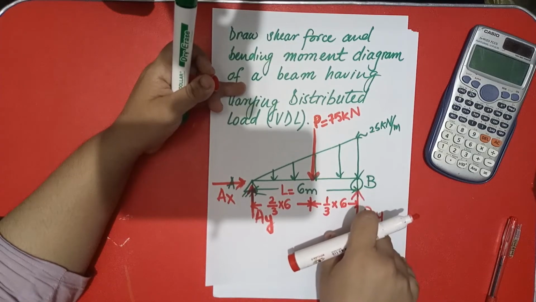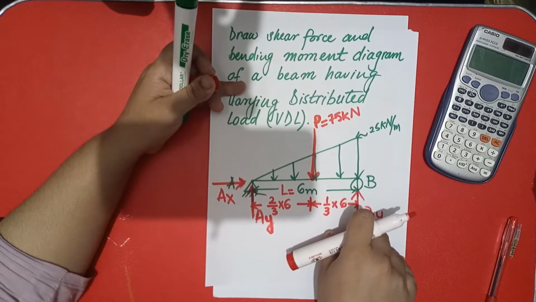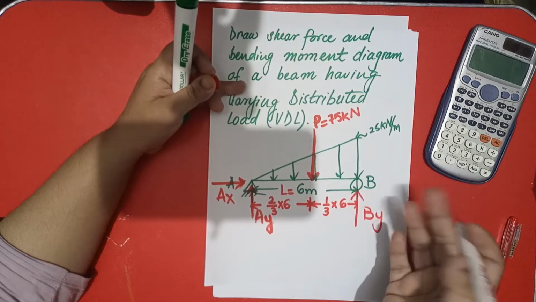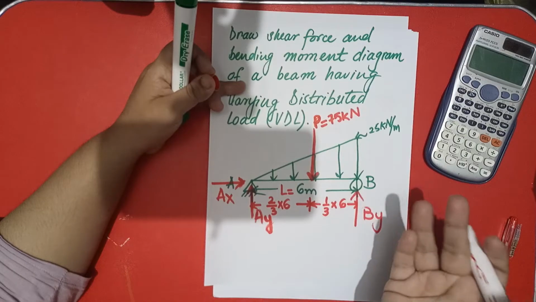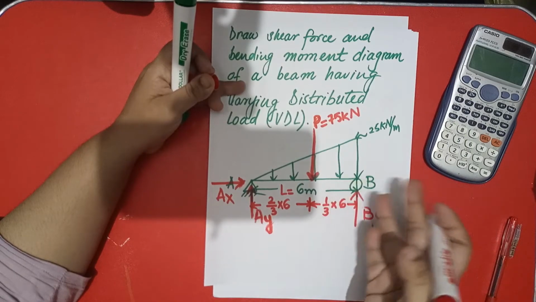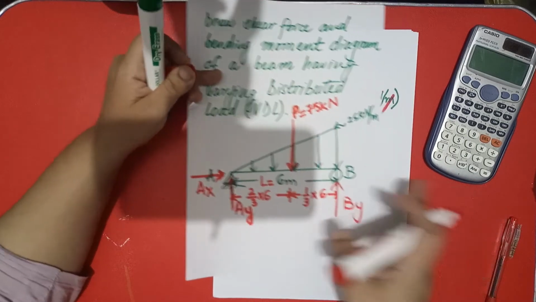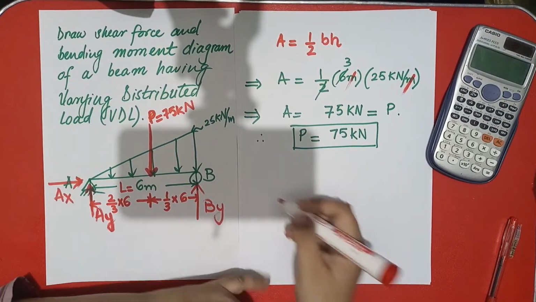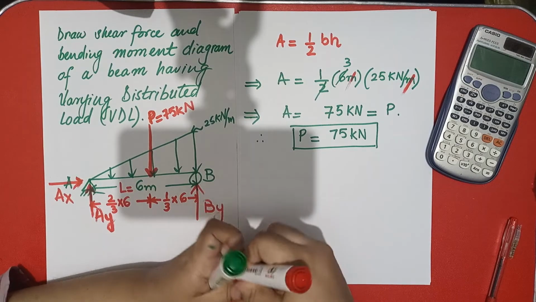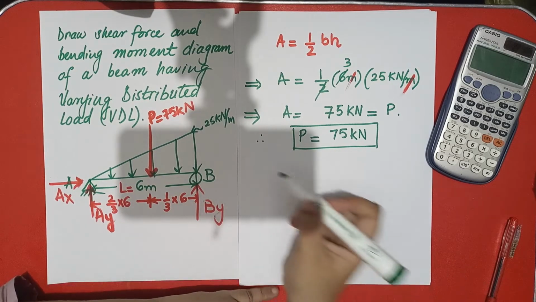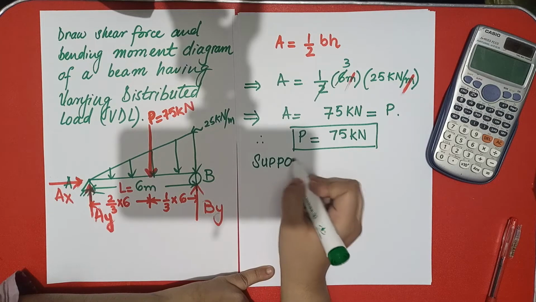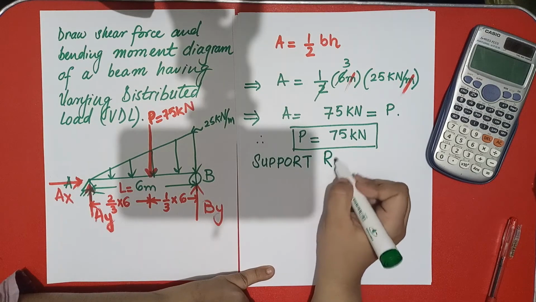And now what we have to do, we have to sum up the moment. We have to apply the law of moment, or you can say principle of the moment, where the summation of the clockwise moment is equal to the anti-clockwise moment. So what we are going to do here is find out the support reactions. And how can we find out the support reactions? So let's have a start. Support reactions.